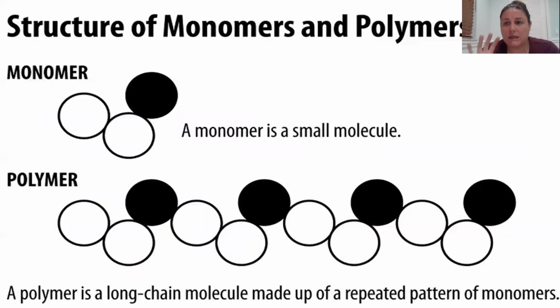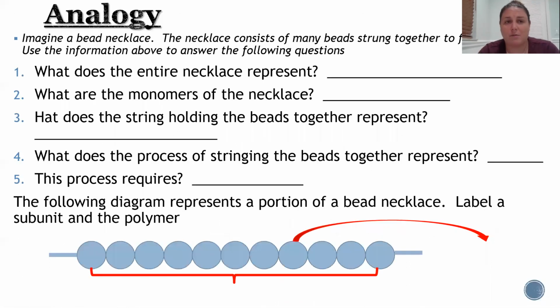So this is just a little image. Here you can see our monomer. Our generic monomer is made out of these two small white circles and a dark circle. And hopefully what you can see in our polymer is that it's repeated over and over and over again. And so a polymer is really just a long chain molecule made up of a repeated pattern of monomers.